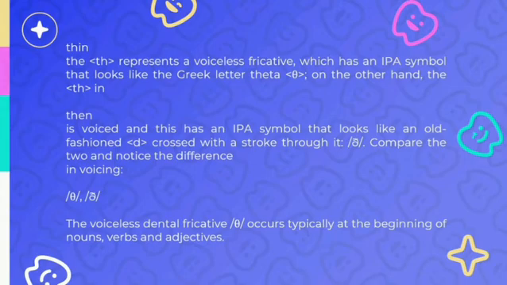Thin. The th represents a voiceless fricative, which has an IPA symbol that looks like the Greek letter theta. On the other hand, the th in then is voiced, and this has an IPA symbol that looks like an old-fashioned D with a stroke through it. Compare the two and notice the difference in voicing.